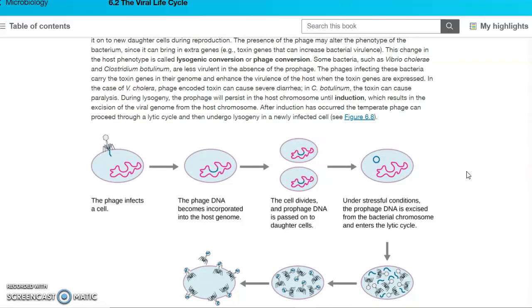Now, this insertion of the prophage can alter the bacterium. It's bringing in extra genes, and some of those genes may increase bacterial virulence. This is called lysogenic conversion. This bacterial cell is now different and has different capabilities, different components than it did before it was infected with its bacteriophage. For instance, Clostridium botulinum is less virulent in the absence of the prophage. So if it has not been infected with the bacteriophage and had that DNA inserted into it, then it is less virulent. It's not as able to cause disease. So in some cases, the infection with this bacteriophage allows the bacterium to become more virulent, more able to cause disease.